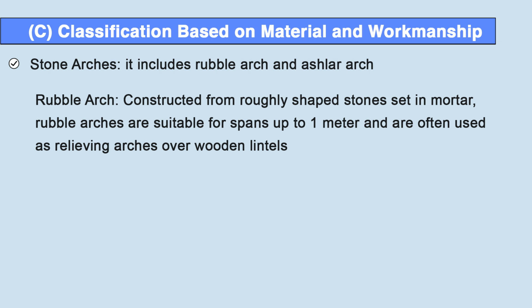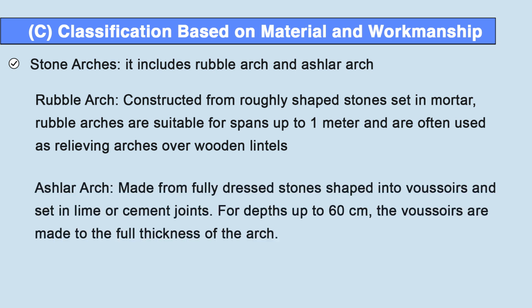So, what is rubble arch? Rubble arch is constructed from roughly shaped stone set in mortar. Rubble arches are suitable for a span up to 1 meter and are often used as relieving arch over wooden lintel, as we have discussed earlier. Next one is ashlar arch. What is ashlar arch? Ashlar arch is made from fully dressed stone shaped into voussoirs and set in lime or cement joint. For depth up to 60 centimeter, the voussoirs are made to the full thickness of the arch.